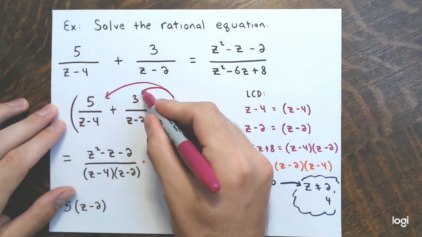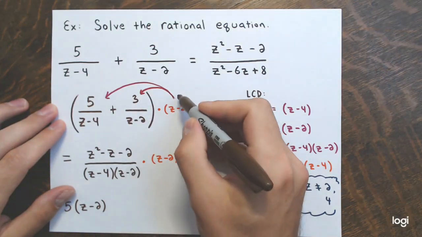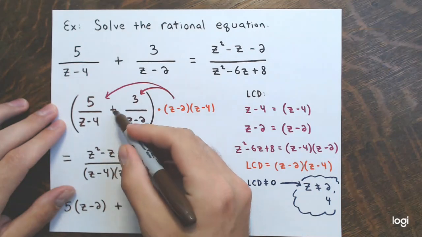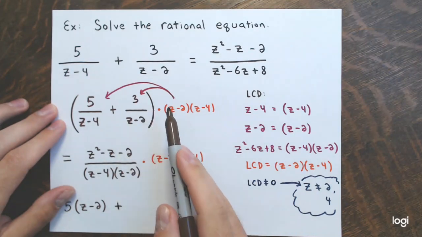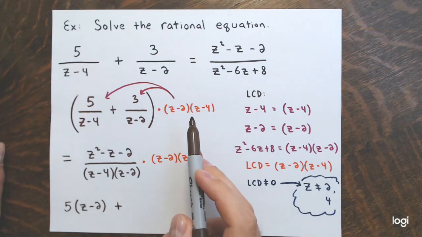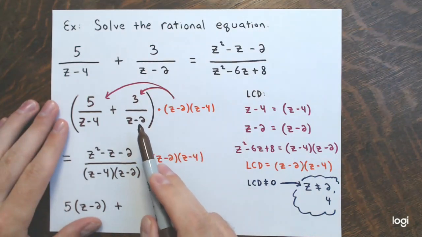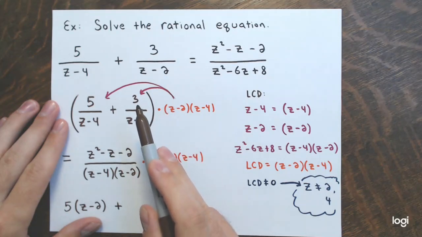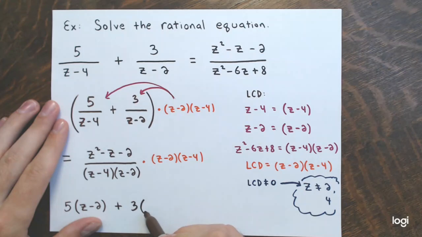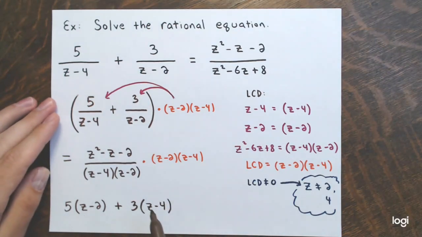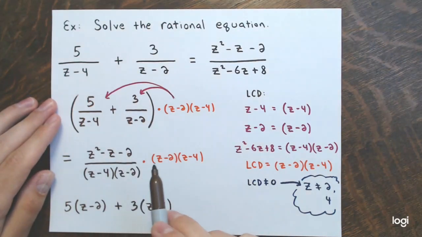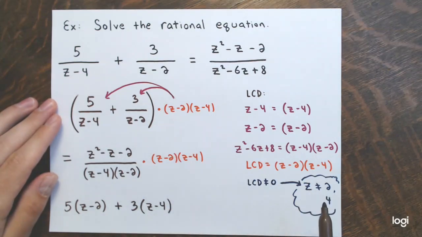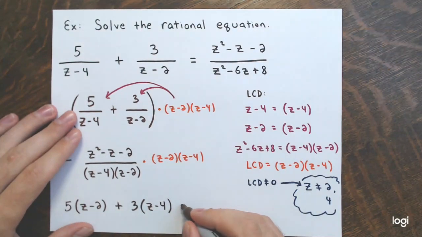Then plus, and then we're going to multiply the second fraction. So I've got the plus, and when I multiply this second fraction on the left side by the LCD, see the z minus 2 in the denominator, z minus 2 up here, they would cancel, and I'd be left with a factor of 3 times the quantity z minus 4. So there's the new left side, and again, the only way I can do this is if the value of z ends up not being 2 or 4. Just keep that in mind.